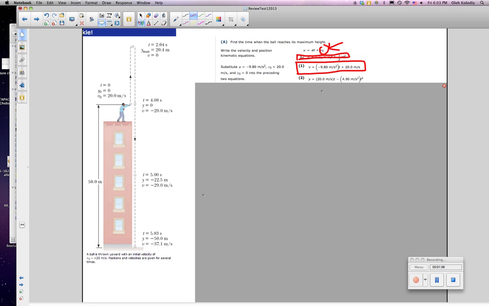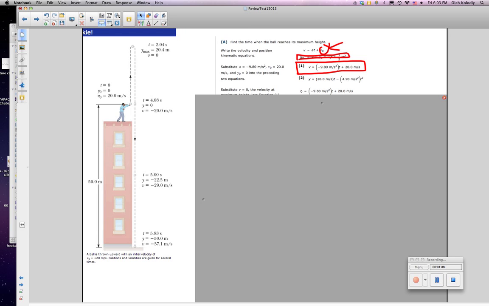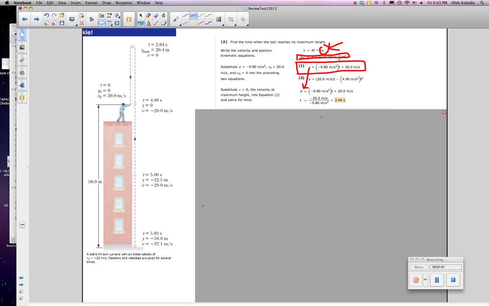So setting v equal to 0 here, we solve that equation for t, and we get 2.04 seconds. And that's the answer up here. It takes 2.04 seconds. If we now plug that t into this equation here, 2.04 seconds, and solve that for y, we get 20.4 meters.